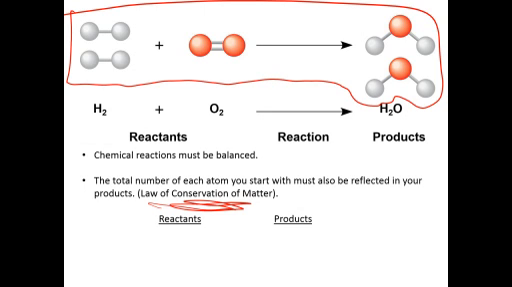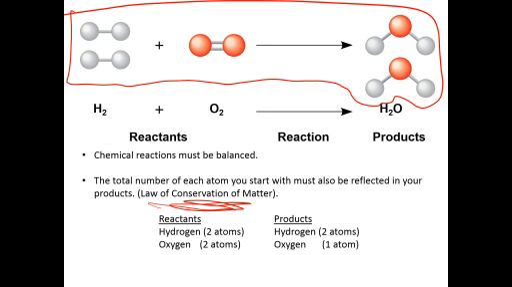Looking at the reaction when it's unbalanced, you have hydrogen gas, oxygen gas, and water. Looking at your reactants, you have 2 atoms of hydrogen, and you have 2 atoms of hydrogen in your product. For oxygen, you have 2 atoms of oxygen as a reactant, but in your product, initially, you have 1 atom. So this is an unbalanced chemical equation. You have to balance it. So how do you go about balancing a chemical reaction? Well, let me show you.